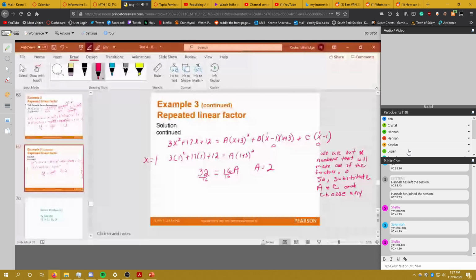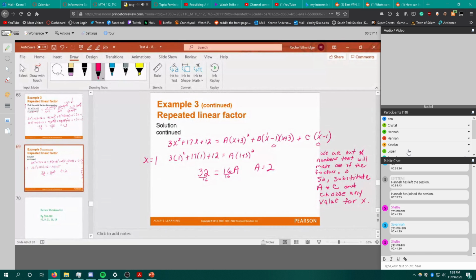She can't read this. I am going to read it out loud, but I thought I would just finish writing it first. Okay, so we're out of numbers that will make one of those factors 0. So we want to substitute the A and the C that we have already, and then just choose anything we want for X. Does that make sense?